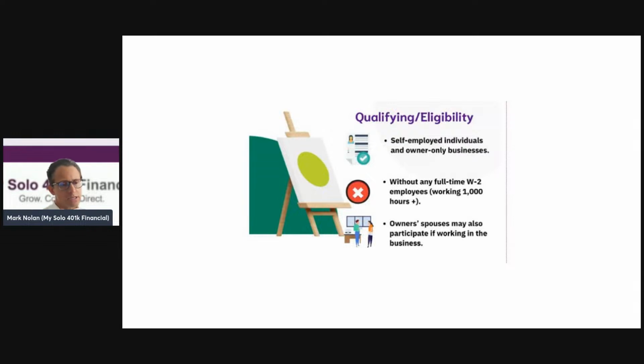So you can exclude W-2 employees who are not owners, who work less than 1,000 hours, but you cannot exclude those that work 1,000 hours or more when you're looking to establish a solo 401k plan. The spouse of the owner of the business may also participate in the business.